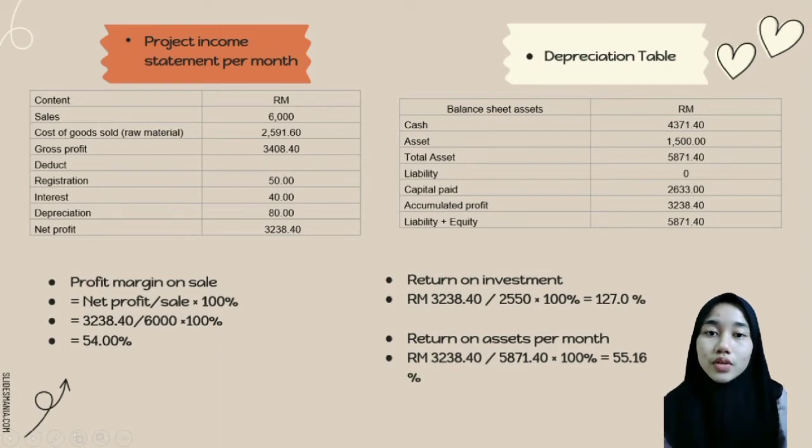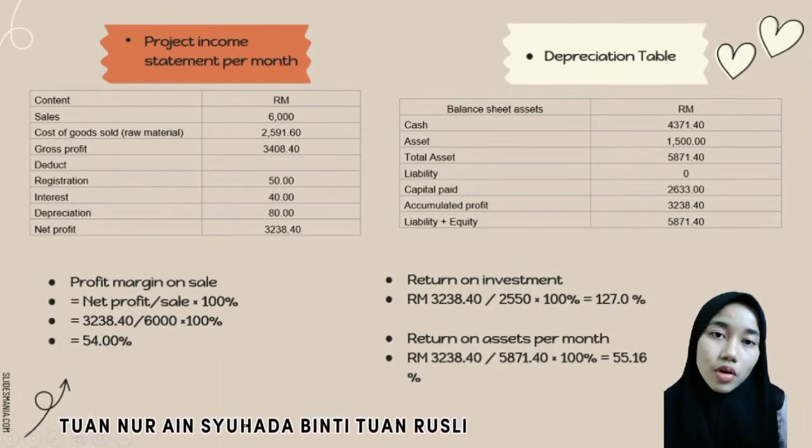Last one is the projected balance sheet. There are two things, which are total asset and liability plus equity. Total asset is divided into two, which are cash and asset. So we total our asset, then we got RM 5,871.40. Next, we total liability plus capital paid plus accumulated profit, which equals RM 5,871.40. So we have the same amount of balance.